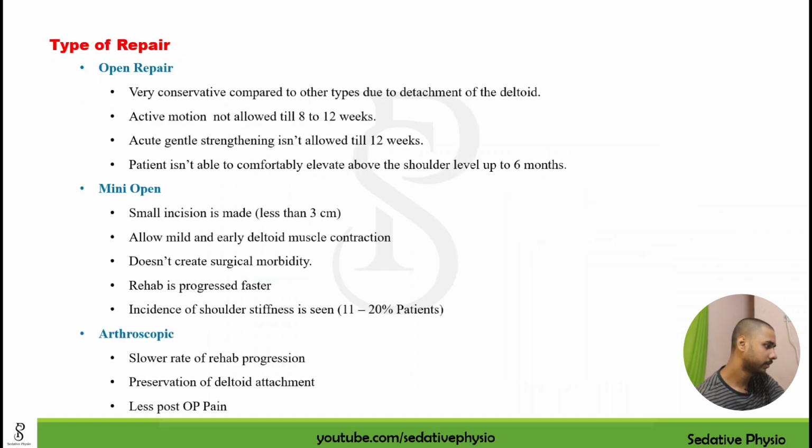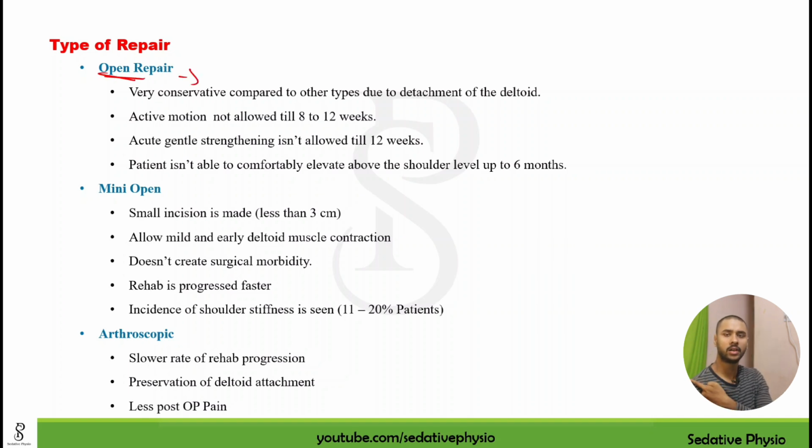Right? Next one is the type of repair. We generally have three types of repair. This is surgical; we will repair the rotator cuff injury surgically. So we have three types of surgical repair of the rotator cuff injury. First is the open repair. Open repair, it means what?